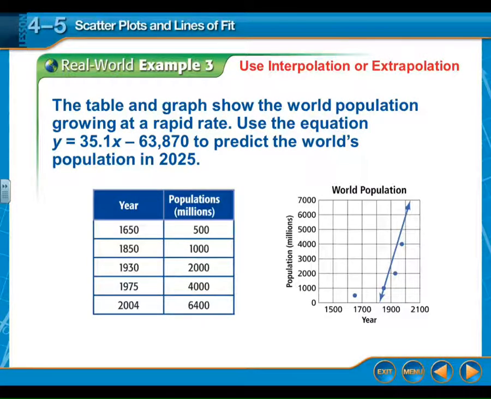All right, the table and the graph show the world population growing at a rapid rate. Use the equation y equals 35.1x minus 63,870 to predict the world's population in 2025. Well, we know that 2025 is an x value. That's time. So if I take 2025 and put it in the place of this x right here, I should be able to find and predict the world's population in 2025.